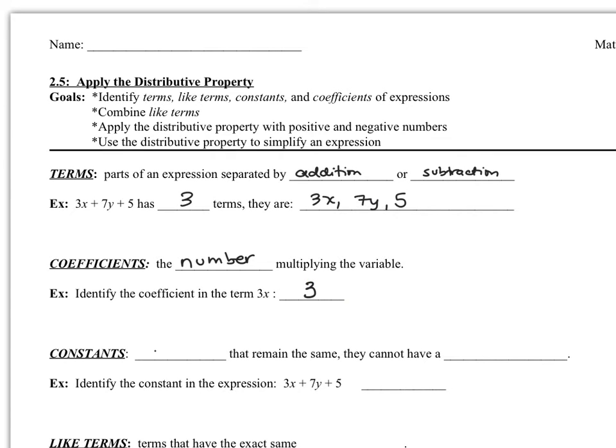Constants are going to be the numbers that remain the same, which means they cannot have a variable. If you think about that, a variable can vary or change, by definition, and constant means stay the same. So you can't vary and stay the same at the same time, so a constant cannot have a variable. And so the constant in this expression would be 5. It's the only term that wouldn't change because it doesn't have a variable.